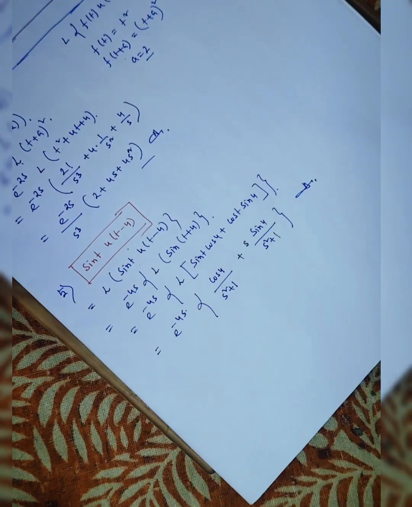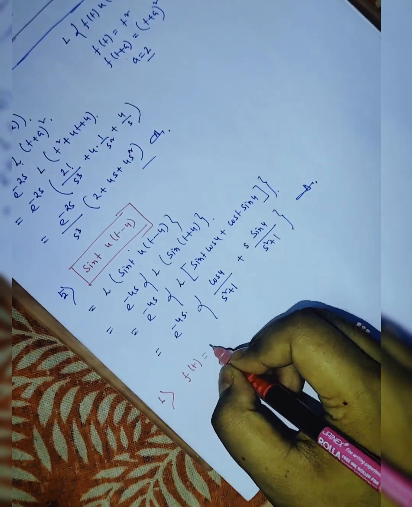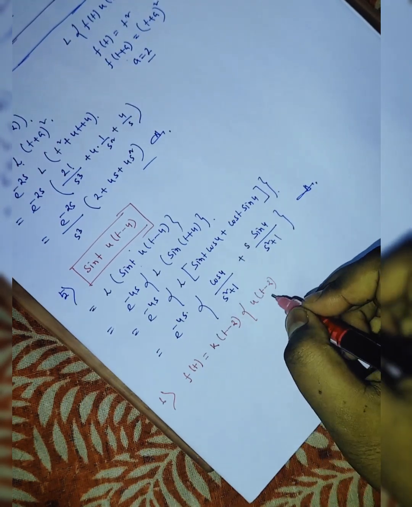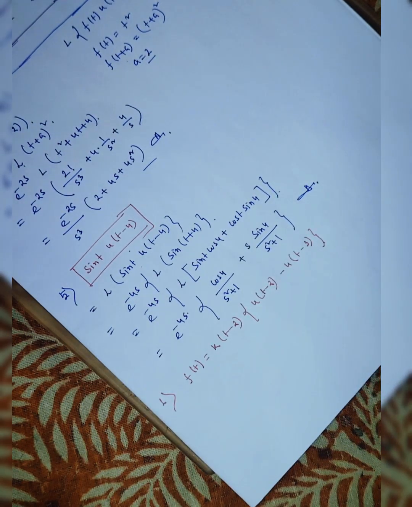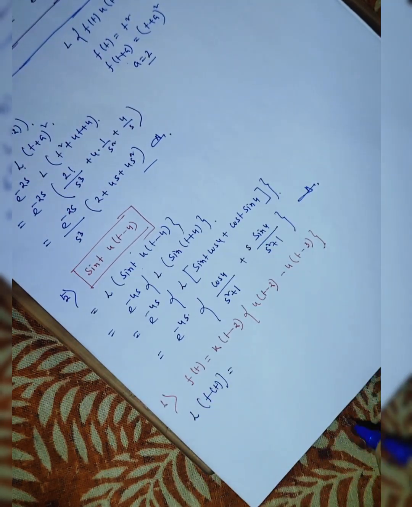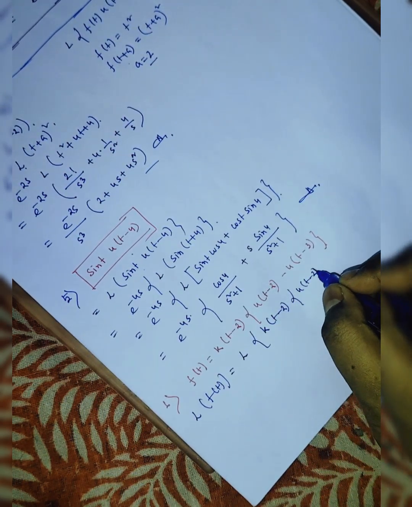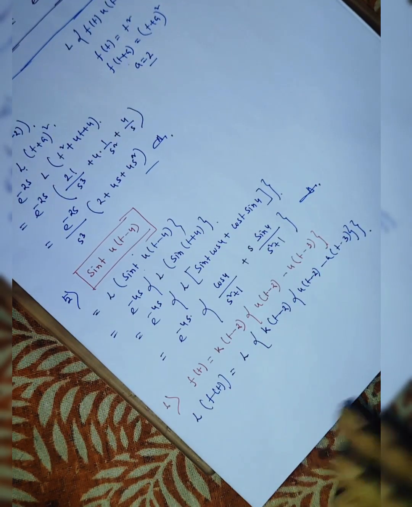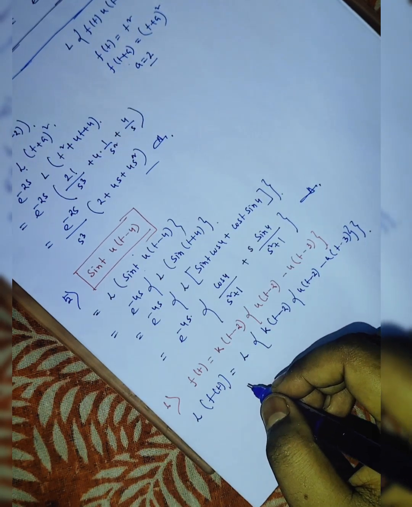Now I am going for number 6. It is given that f of t equals k of t minus 2 into u of t minus 2 minus u of t minus 3. So I need to solve this. First of all I need to take the Laplace transform of f of t, that is, of k of t minus 2 into u of t minus 2 minus u of t minus 3.